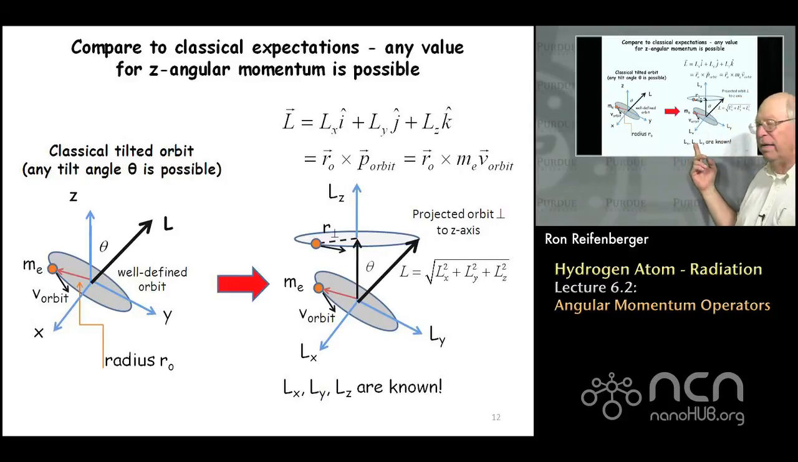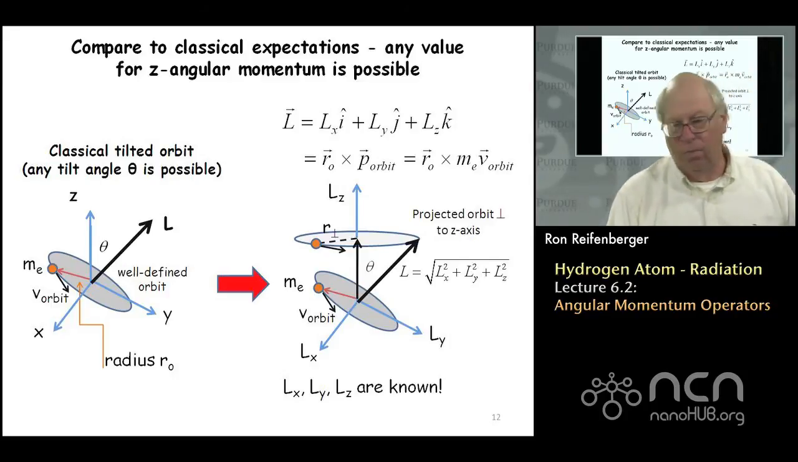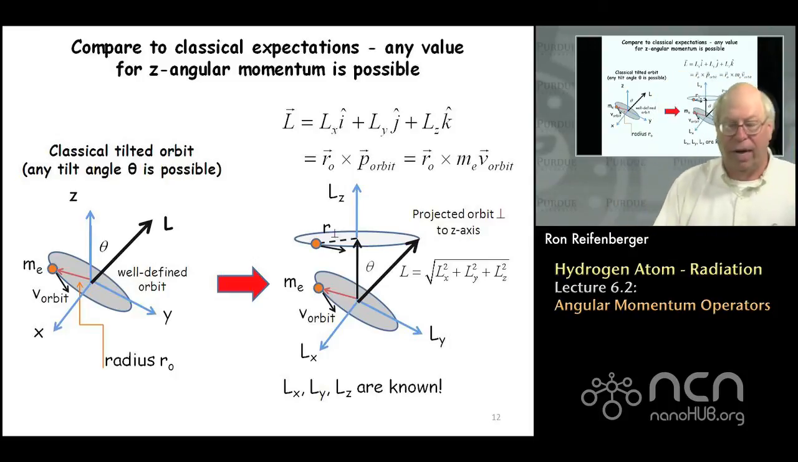I focus on the Z component of the angular momentum in this diagram, so I project L back along the Z axis, right? That gives me the Z component of the angular momentum. And likewise, I can do a similar projection to get the X and the Y components. I just don't do it. The diagrams get complicated, but in principle, you know all three components of the angular momentum for a classical particle moving in a well-defined orbit.